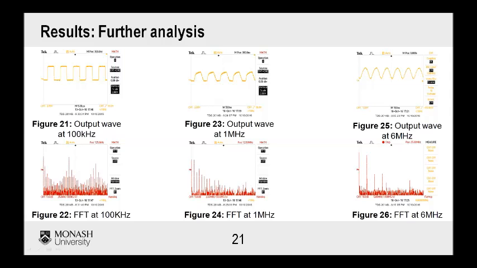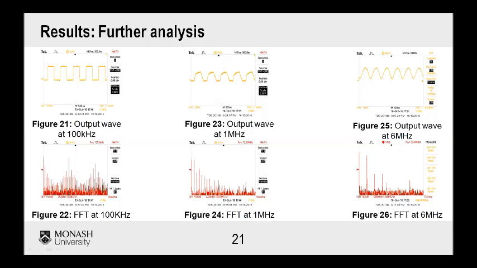Here is a further analysis of the waveforms that we received. On the left-hand side, you can see a waveform that is 100 kHz and is essentially a square wave. Below it, you can see the Fourier transform of the signal, showing that there are lots of harmonics. The reason for the harmonics is because a square wave is a sum of multiple sine waves.